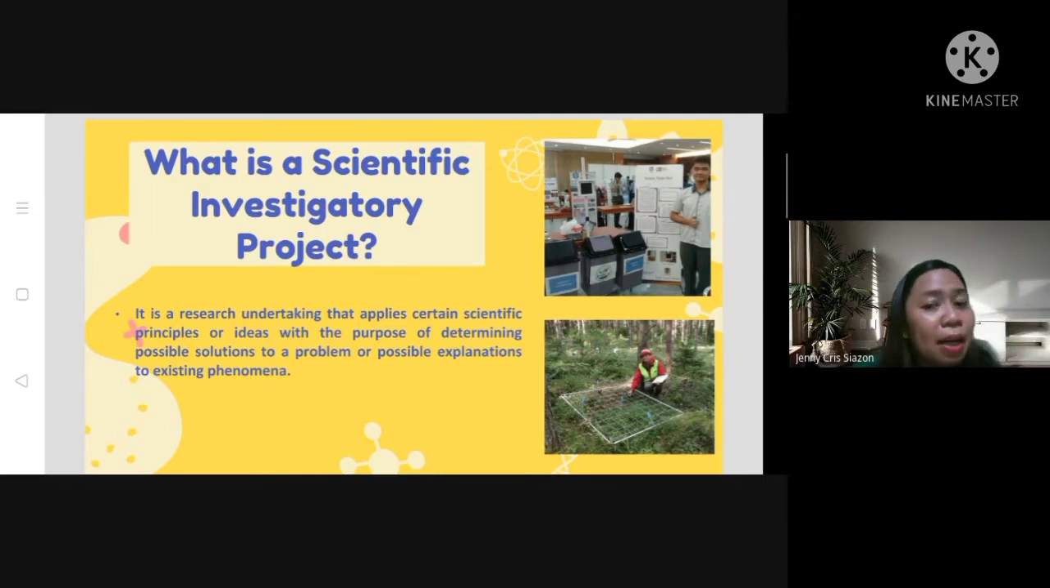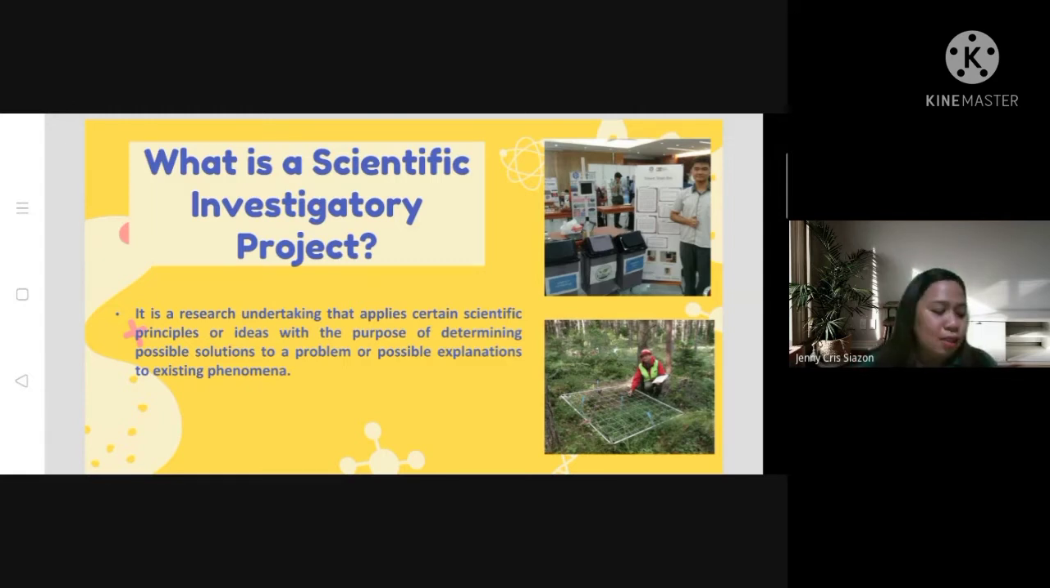Alam nyo bang napakaraming skills ang madedevelop once na kayo ay gumawa ng investigatory project? Especially the analytical skill, the critical thinking skill, the research skill, the observational skill, and a lot more. Your creativity skill. So, ang dami. Ang daming ma-enhance sa inyo when you are doing scientific investigatory project.